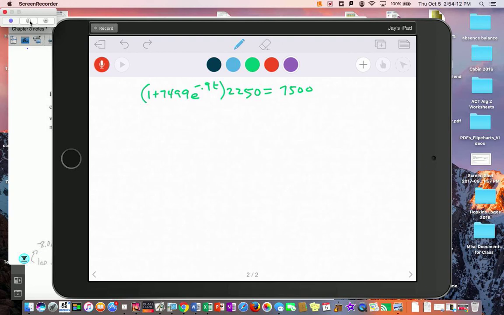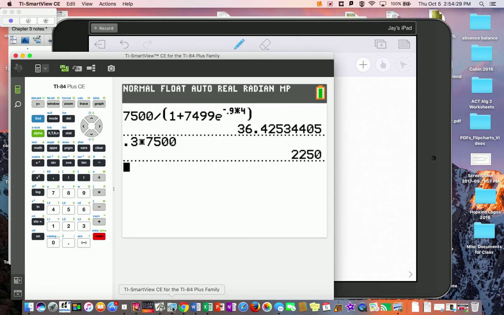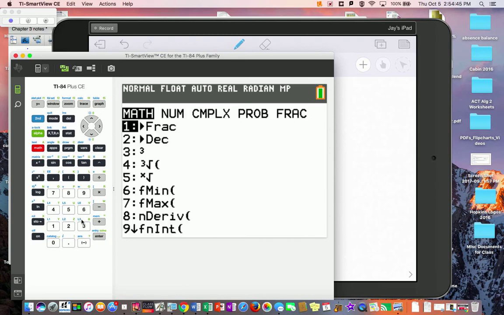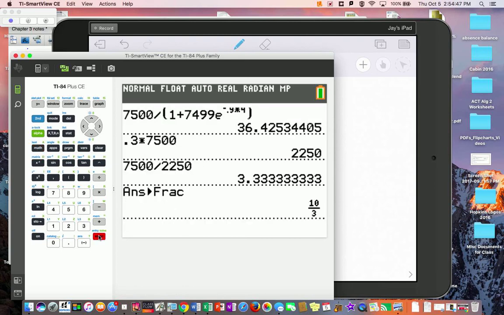It's going to be easier for us to just divide by 2,250 on both sides. And now you have 1 plus 7,499e to the negative 0.9t. And we could, on our calculator, see if that's a nicer number. So 7,500 divided by 2,250 is 3 1/3. If you hit math, enter, enter, it's kind of a nice way to keep things. So I'll just call it 10/3 then.